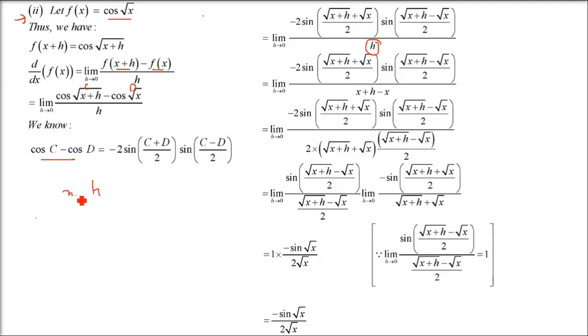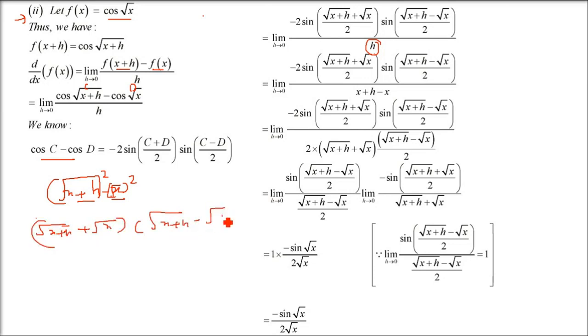So just add x and subtract x. Now still we need root. So you just take the root and square it. It will be the same term. Take root and square it. Now this is a square minus b square. So a minus b, a plus b. Under root x plus h plus under root x, and under root x plus h minus under root x.